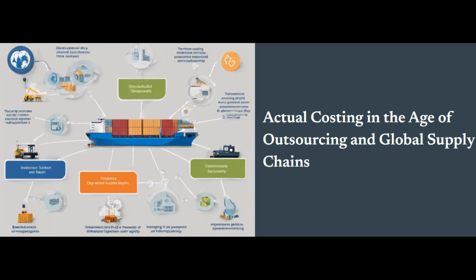Conclusion. In today's complex, globally distributed business landscape, the strategic integration of actual costing data into supply chain management has become increasingly crucial. By providing organizations with a granular understanding of the true costs associated with their global operations, actual costing can support informed decision-making, enhance operational efficiency, and drive sustainable competitive advantage.